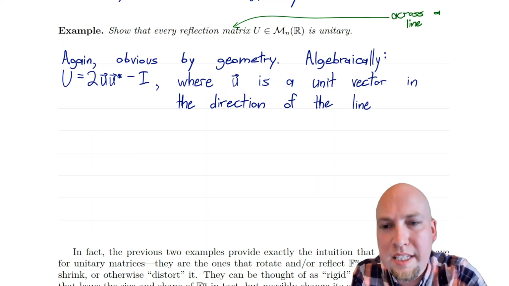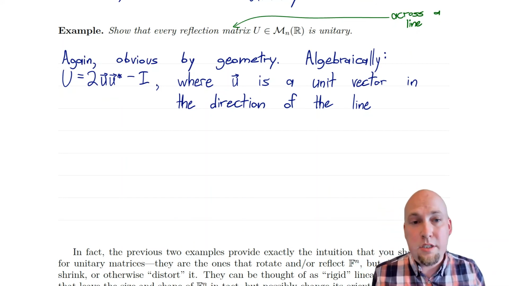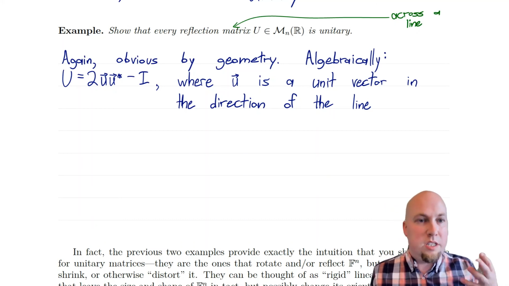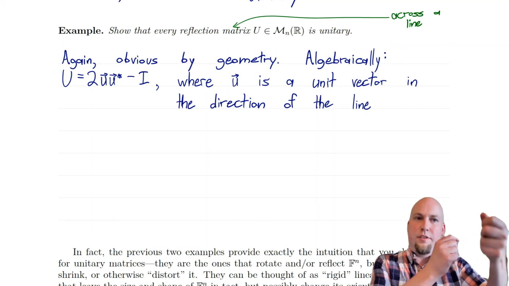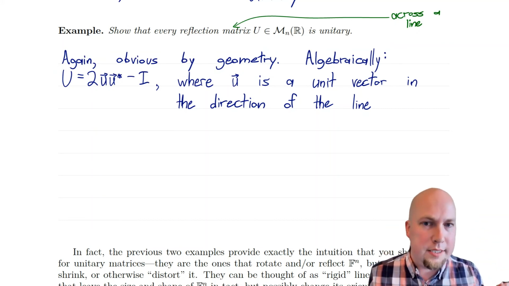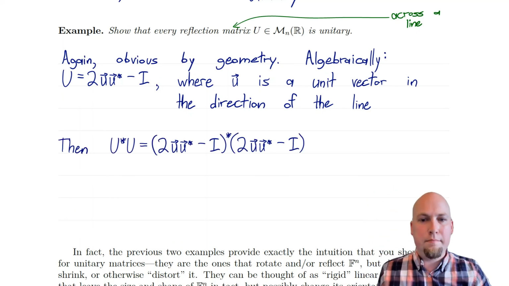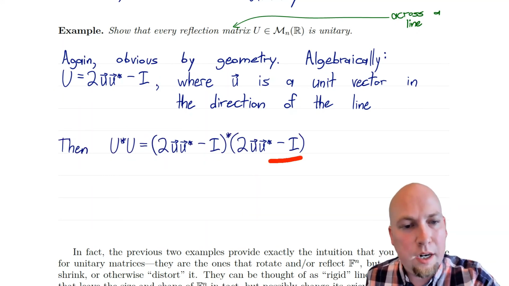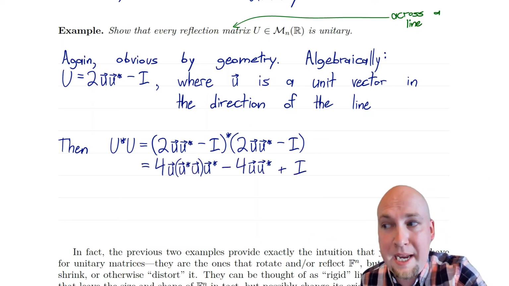Okay, so we showed this in the previous course. We showed that this is the formula for the standard matrix of a reflection through the line in the direction of U. All right, so to show that this is a unitary matrix, again, obvious by geometry, if you reflect a vector through a line, you're not changing how long it is. But to show it algebraically, we just multiply this by U star and we see what we get. Okay, so U star times U just equals, well, here's U star, here's U, and now we're just going to use all sorts of properties of matrix multiplication to expand this out.